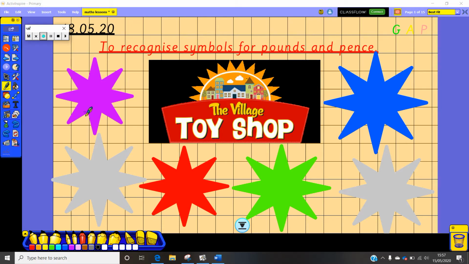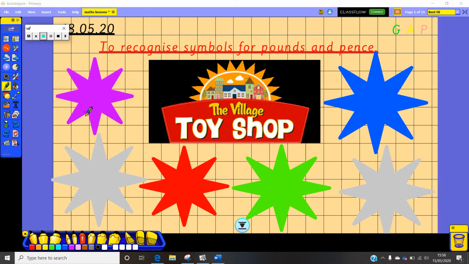So, we're going to have a week this week looking at money, and we're going to start off this week looking at different coins and different money that we have in the UK. And the money that we can use when we go to the shops, and then we're going to move on to calculating with money and visiting the special shop later on this week. So we're going to start off our learning today by looking at recognising symbols for pounds and pence.